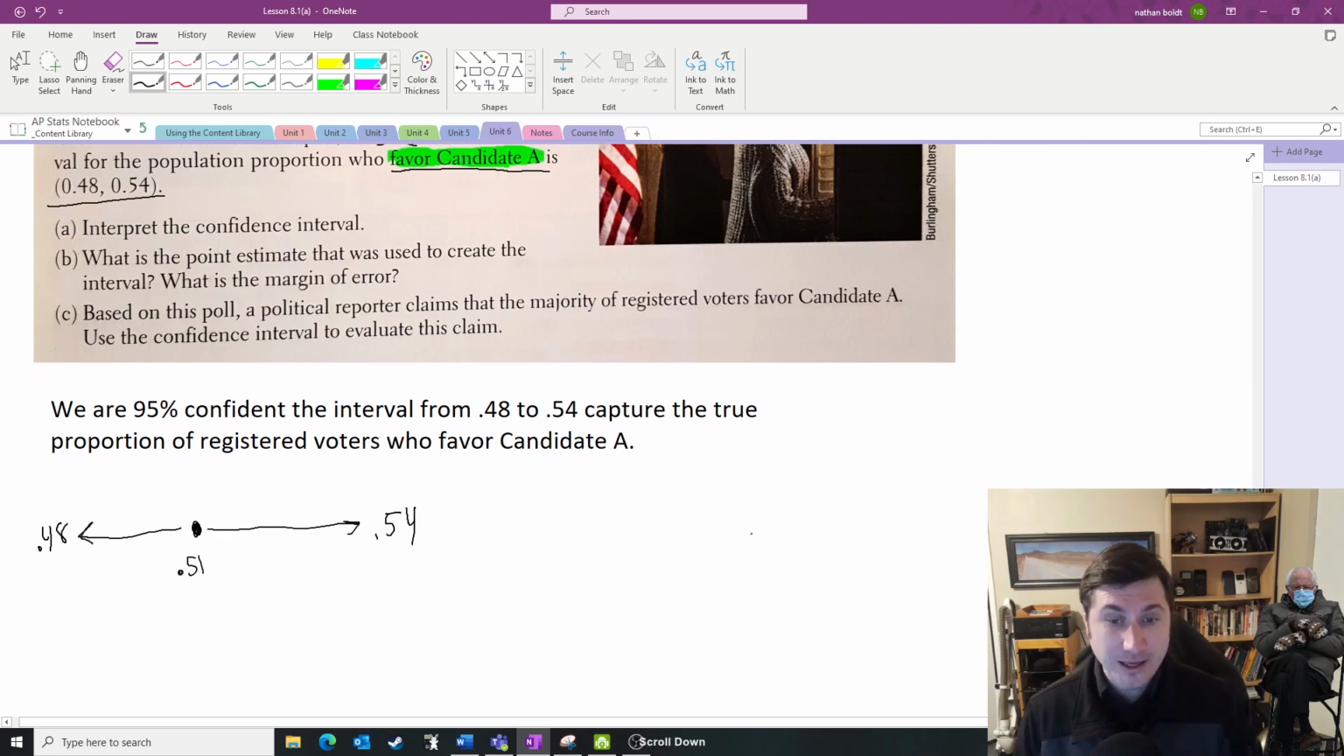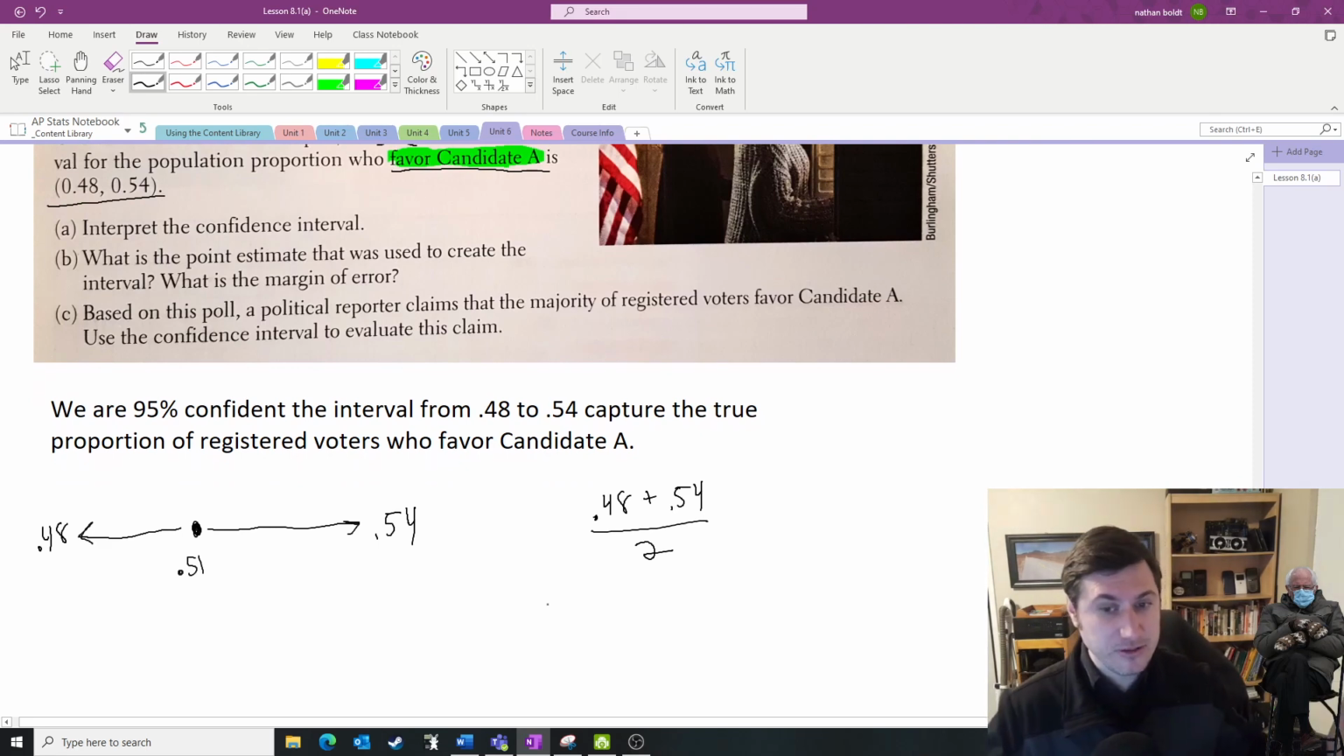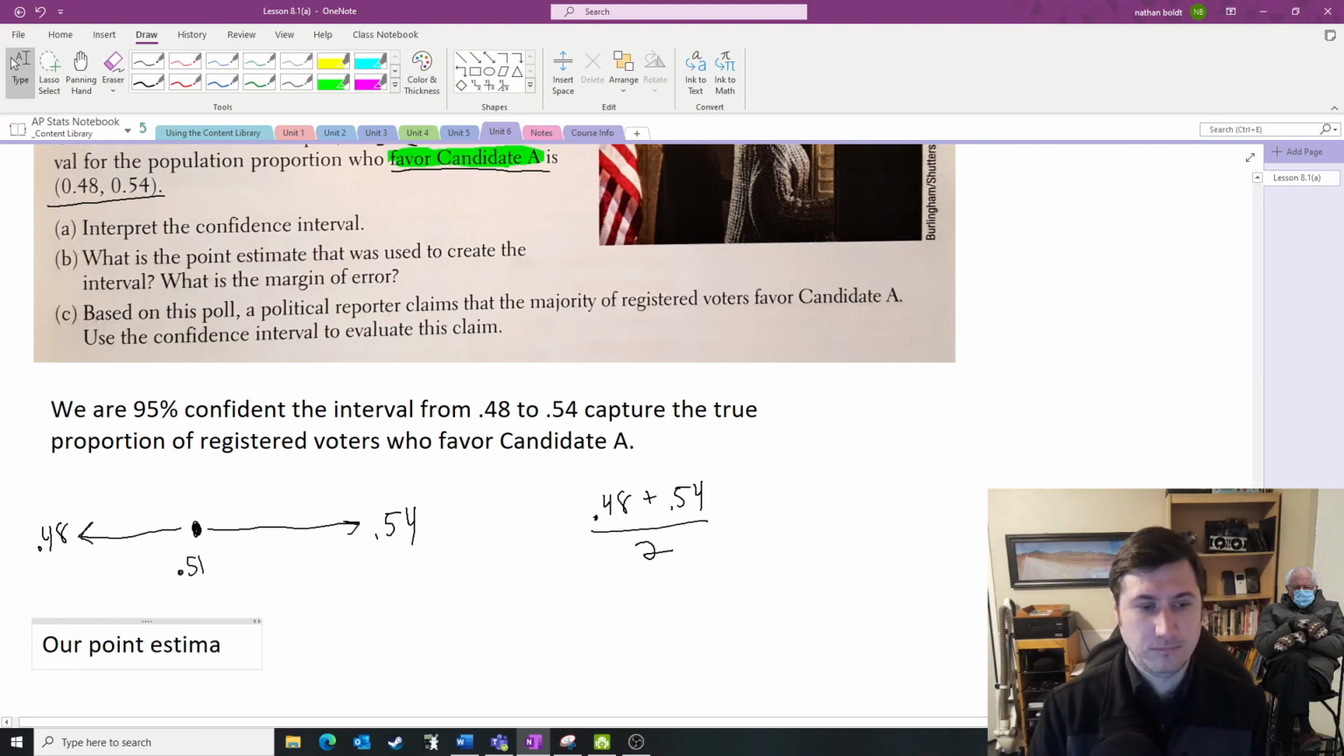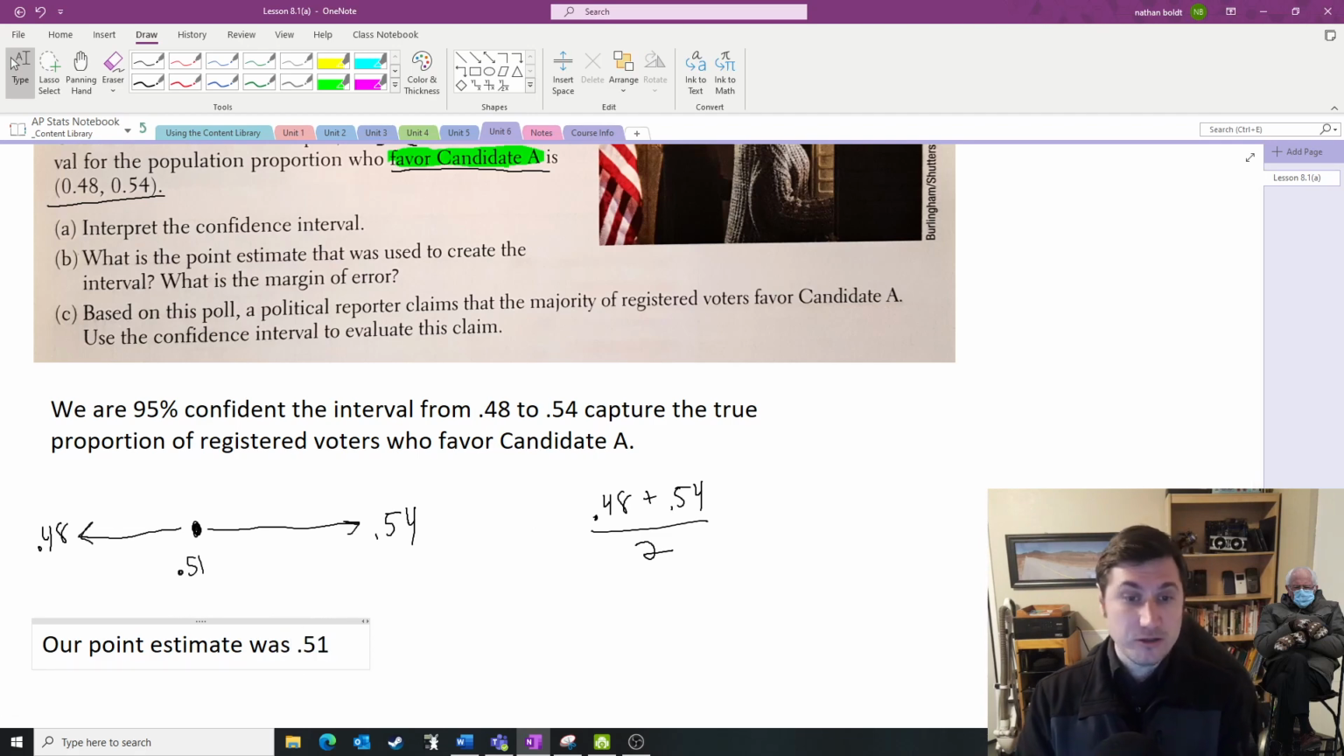But if you can't do that in your head, you would just take 0.48 plus 0.54 and divide it by 2. It's like you find the middle of your test scores, you average them. You can average the top and the bottom to find the middle. But oftentimes you can just do that in your head. Where's the middle? So our point estimate was 0.51, which means when we did our sample, it reported out a proportion of 51%. But we knew that wasn't exact, so we made the interval.